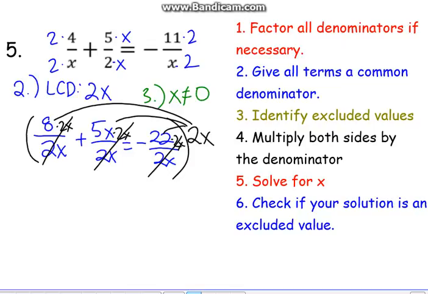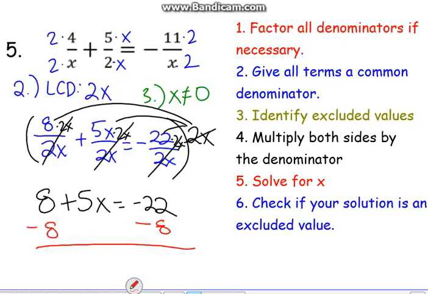What am I left with? Just the 8, the 5x, and the negative 22. Right? The only things I'm left with are my numerators. Now we've turned that Algebra 2 problem into an Algebra 1 problem. Solve for x. Start by moving the 8 to the other side. Divide both sides by 5, and we get x equals negative 6.